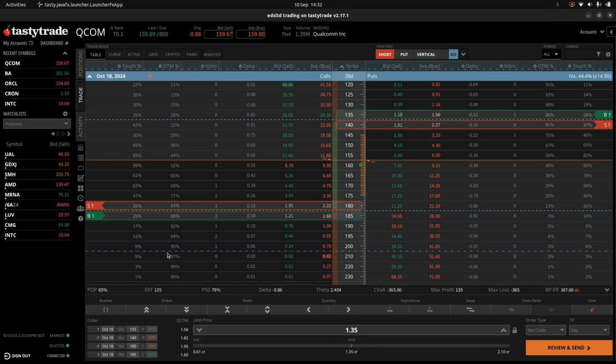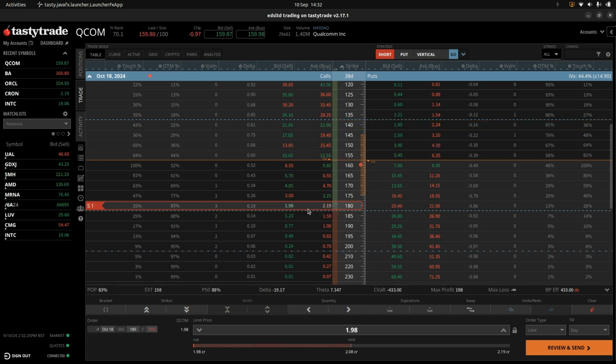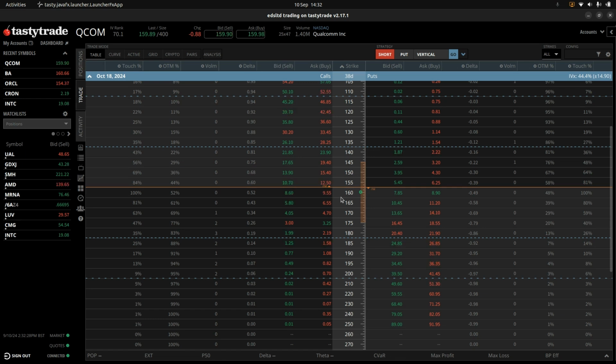It does reduce our probability of profit, and we do have less daily theta decay. However, we do have a higher return on capital overall. So one is not better than the other. Everything is the same, but just different. And as you go through your options trading journey, that will start to make more and more sense to you. You just need to make sure your position sizing is correct.